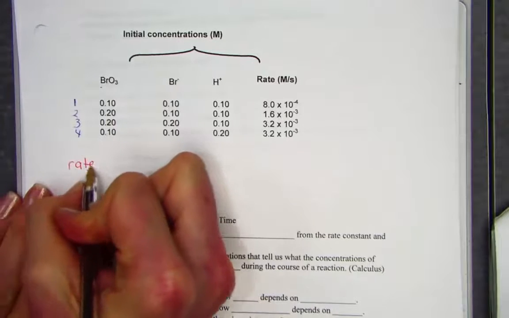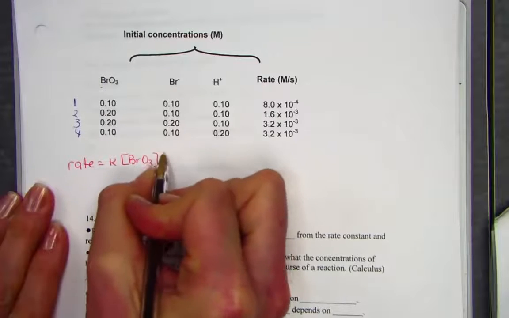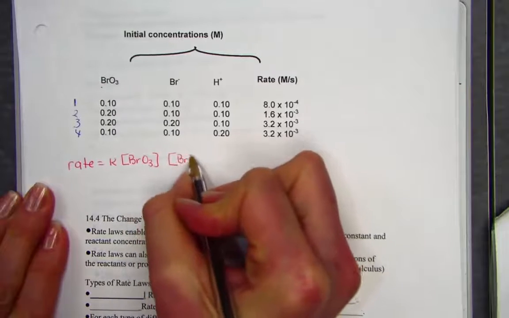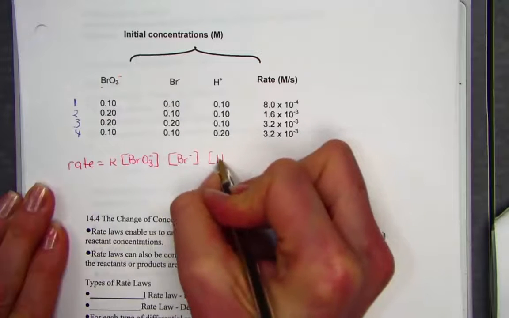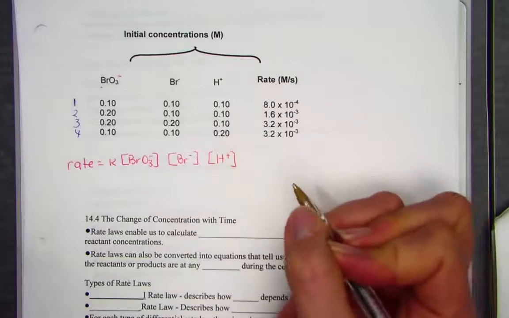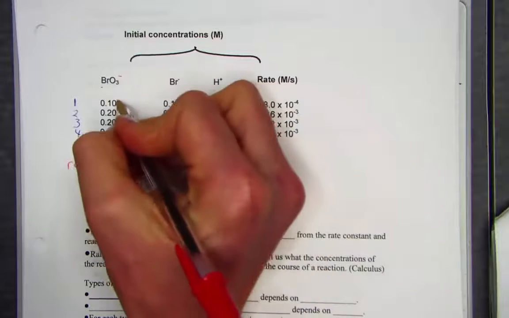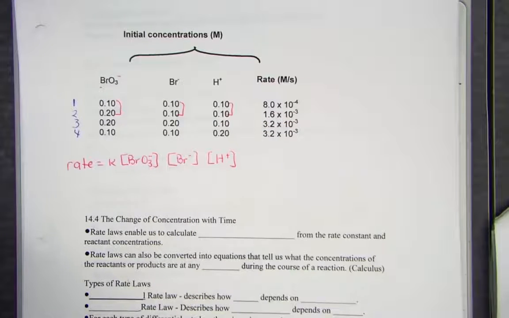So rate is equal to k times the concentration of BrO3 raised to some order yet to be determined, times the concentration of Br raised to the order yet to be determined, and H plus, same story. Here we have 4 sets of data, and I'm going to look to find, as best I can, where 2 of the reactants are held constant and only 1 is changing. And I can see that pretty quickly between trial 1 and trial 2.